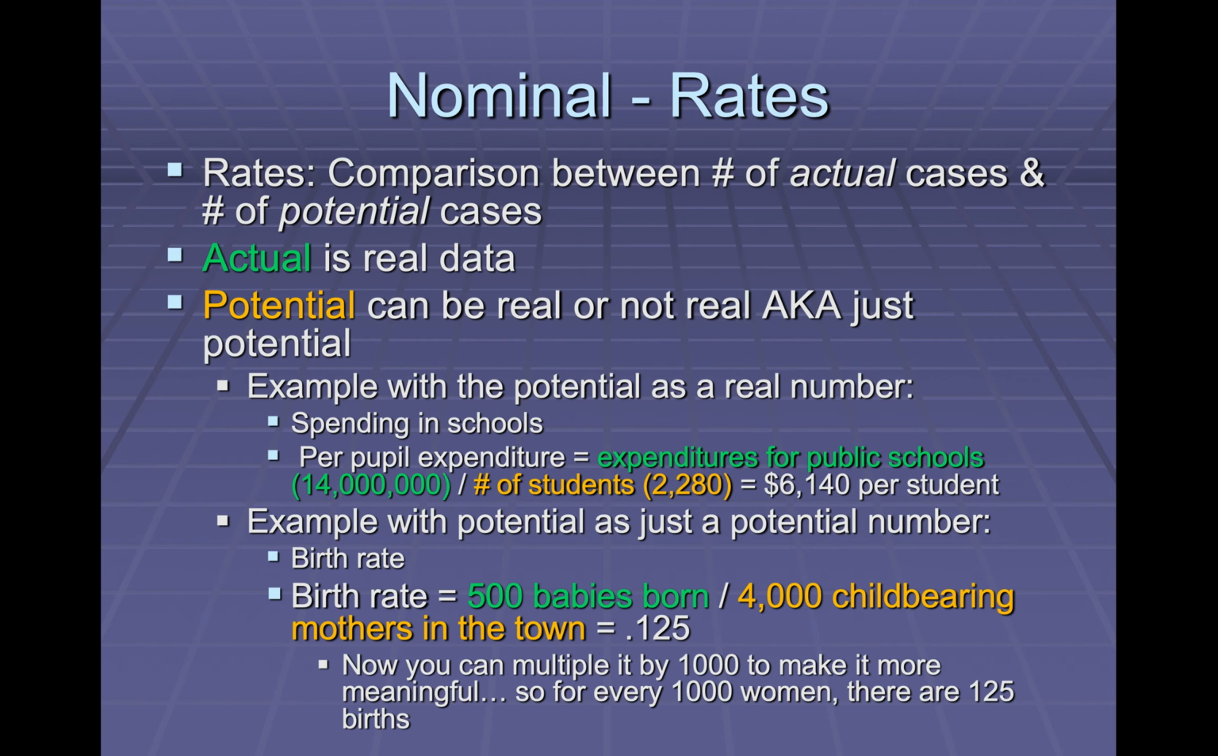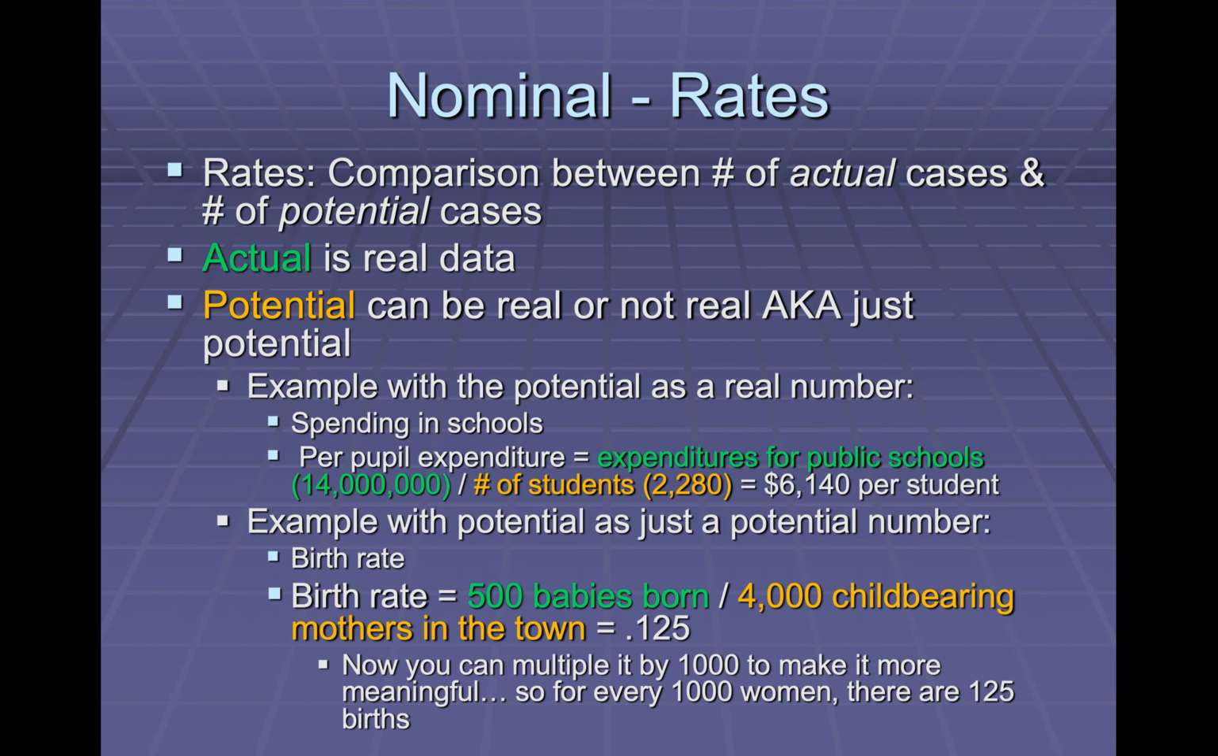So rates is the comparison between the number of actual cases and the number of potential cases. So actual is a real number that you have. It's an actual data point, and the potential could be real or not real. AKA, that's why it's called potential. So let's look at a couple examples.